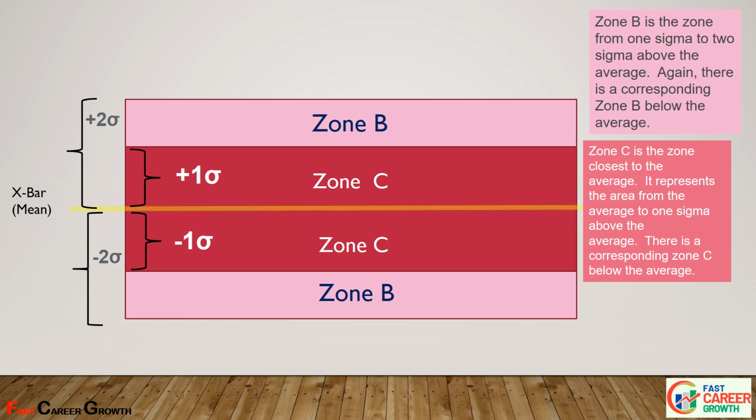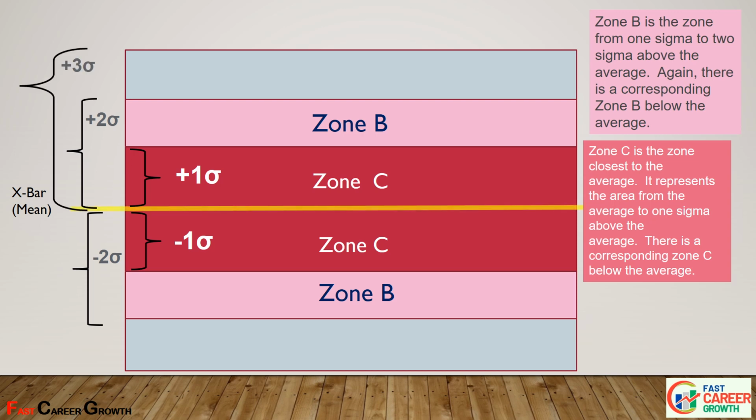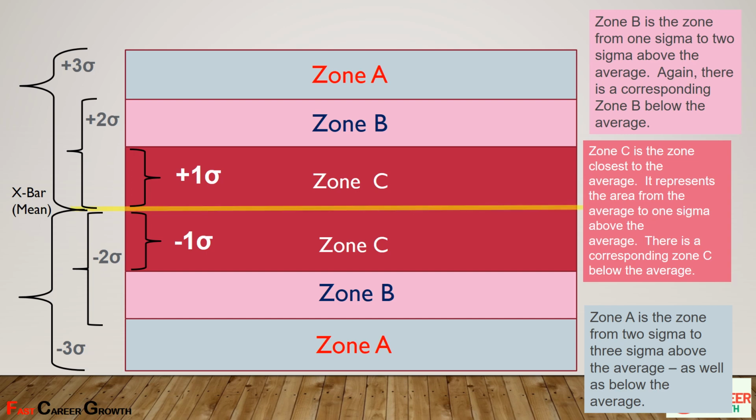Then draw another 2 lines, 3 sigma distance from the X bar or mean line on both the upper and lower side. Highlight the area in between the 2 sigma line and the 3 sigma line. This area is called Zone A. You will find there is a corresponding Zone A above and below the average line also.